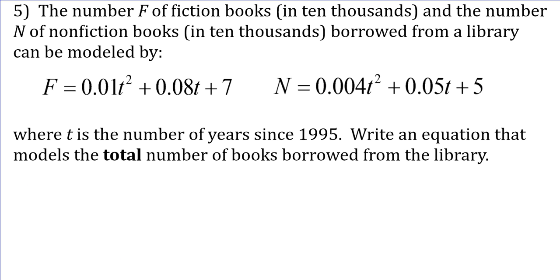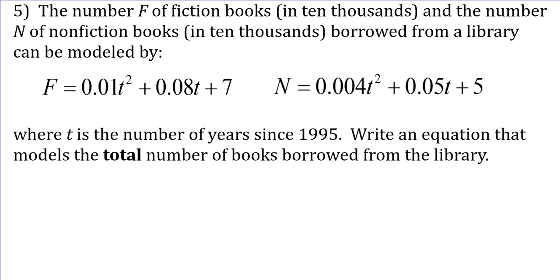Here's another situation. The number F of fiction books in 10,000s and the number N of non-fiction books in 10,000s borrowed from a library can be modeled by the following. F equals 0.01t squared plus 0.08t plus 7, and N is equal to 0.004t squared plus 0.05t plus 5, where t is a number of years since 1995. Can you write an equation that models the total number of books borrowed from the library?